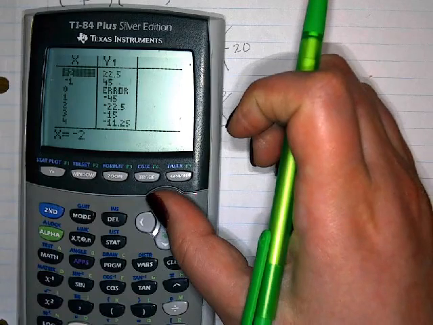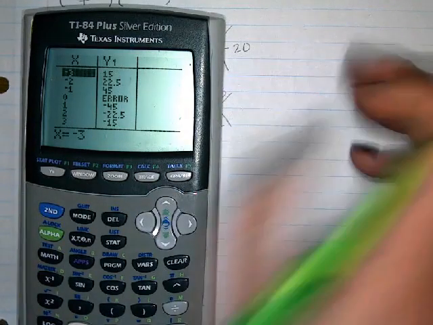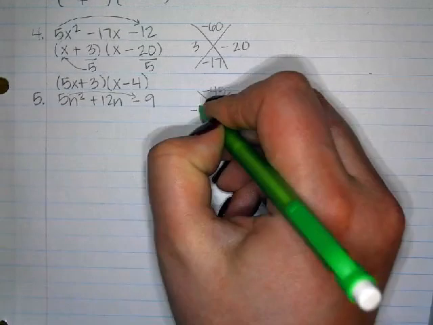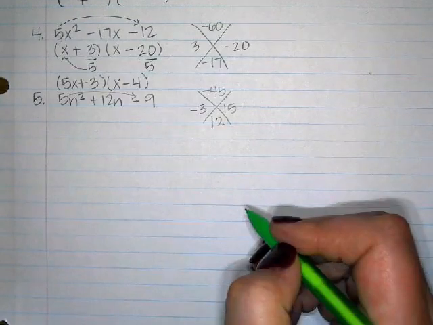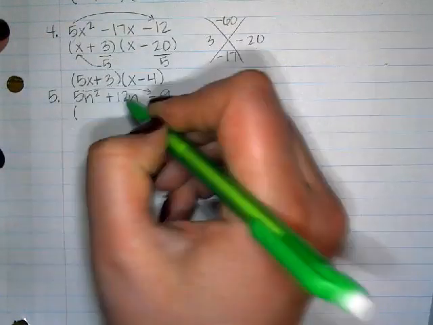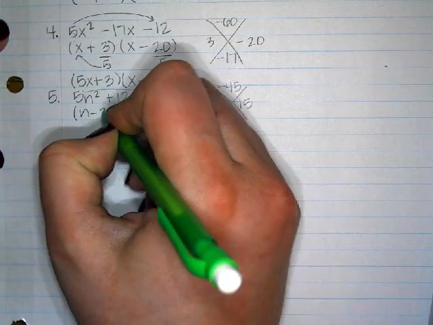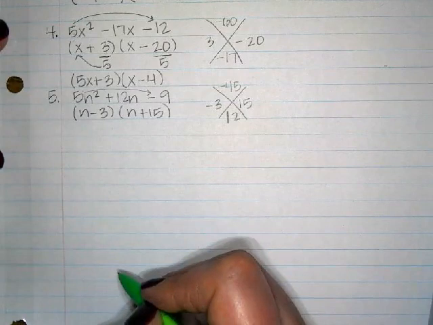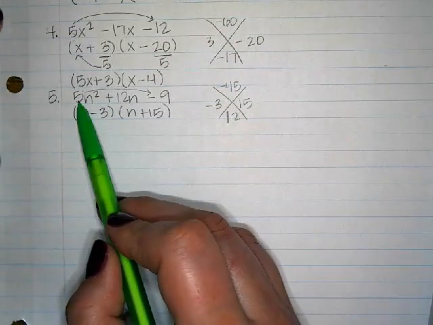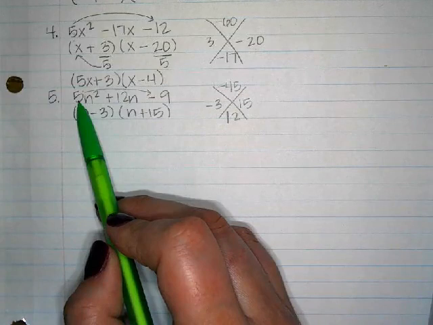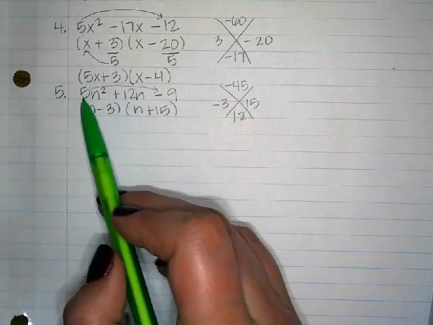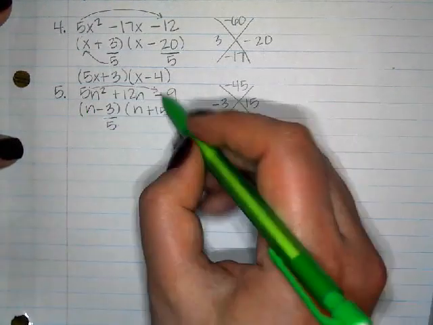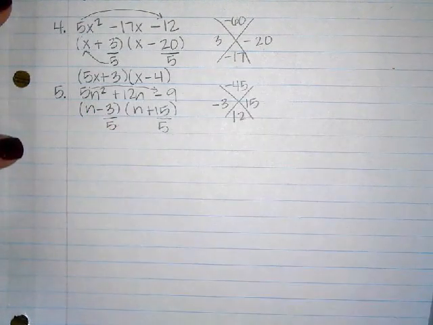Okay, so we've got -3, +15. So we take those numbers, we put them in our parentheses, n minus 3, n plus 15, and then we take the number that we slid over. It's a coincidence, it happens to be a 5. It was a 5 in the last problem, it's a 5 in this problem, but sometimes it's a different number. So we take the number we slid over and we divide by that number. So divide by 5, divide by 5.